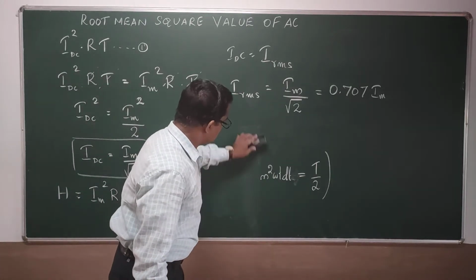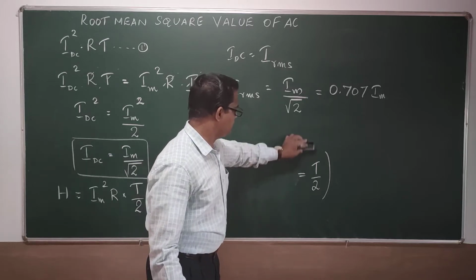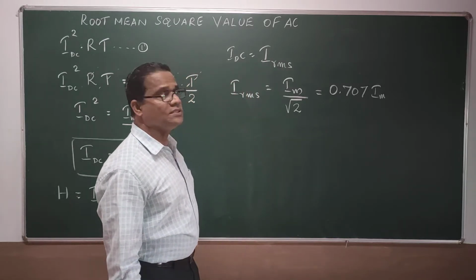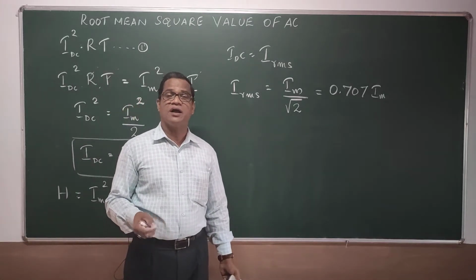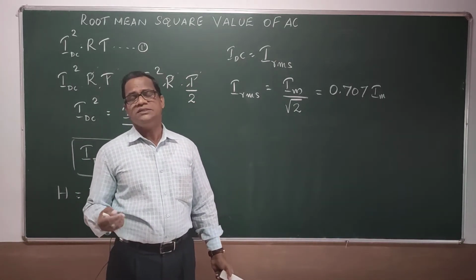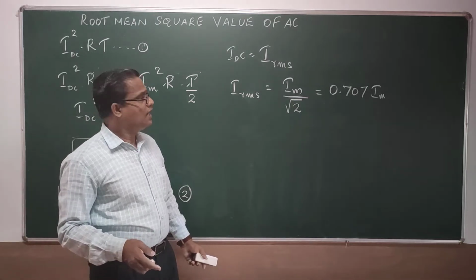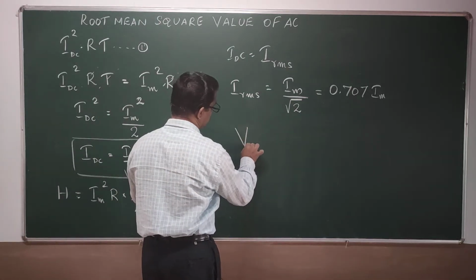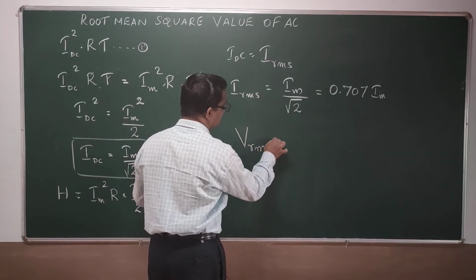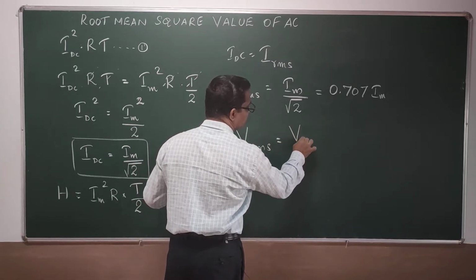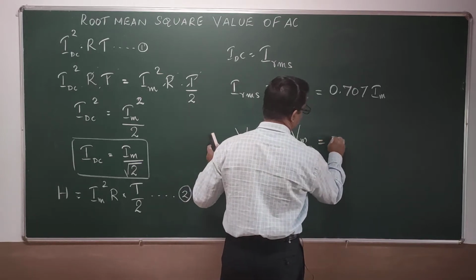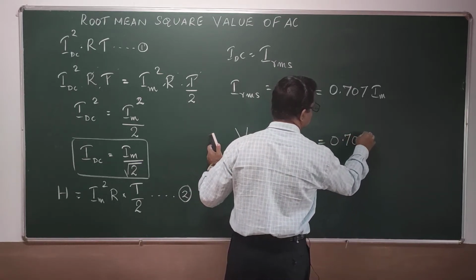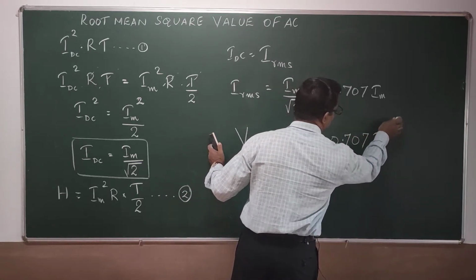Now this is the RMS value of alternating current, and in the same way, with the same definition, instead of current you can take voltage and find the RMS value of voltage. V RMS is equal to V m by root 2, or equal to 0.707 times V m.